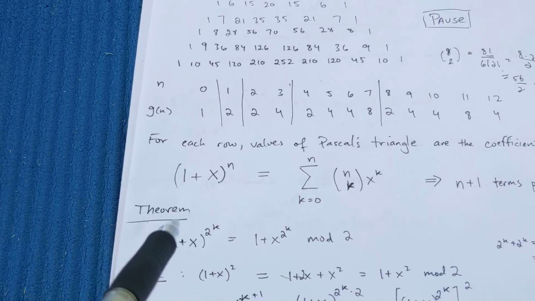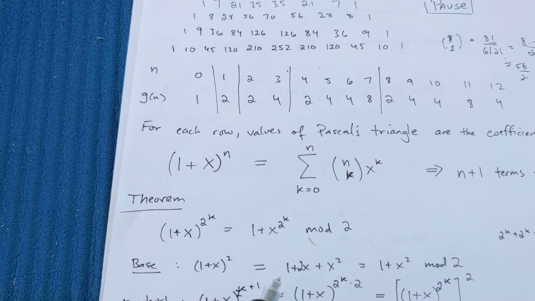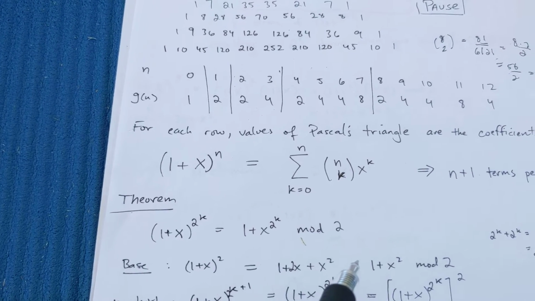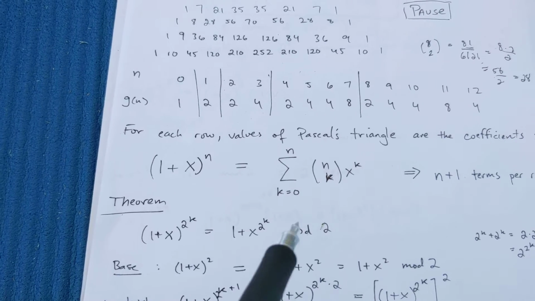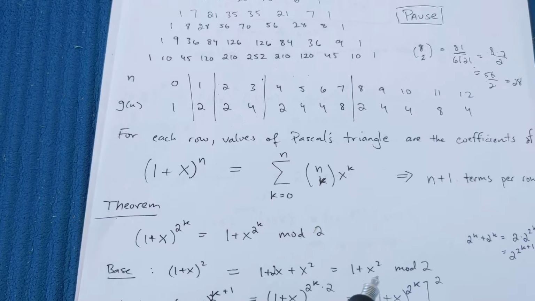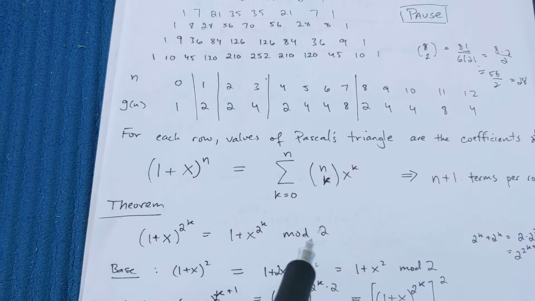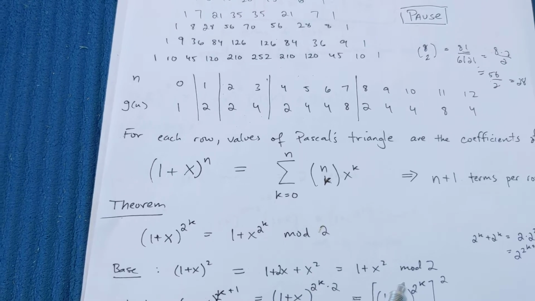So to prove this, let's start with the base case. 1 plus x, squared. Let's expand this out: 1 plus 2x plus x squared. And we remove the 2x because it's going to be even, because there's a 2 right there. And then it becomes 1 plus x squared mod 2. So that seems to work. We were able to turn (1 plus x) squared into 1 plus x squared.